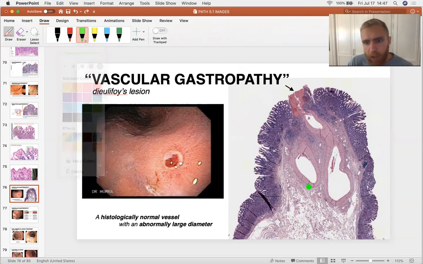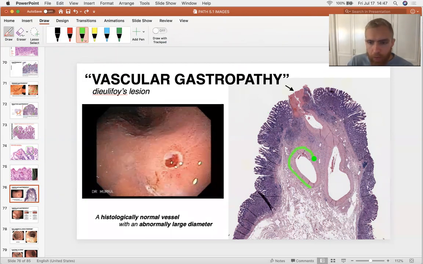What we see are histologically normal vessels with extremely large diameters. And so if you zoomed in, they'd have an epithelium, and then they'd have a media, and then their adventitia would be connecting them to the outside. And these can get pretty big. Individual ones can.